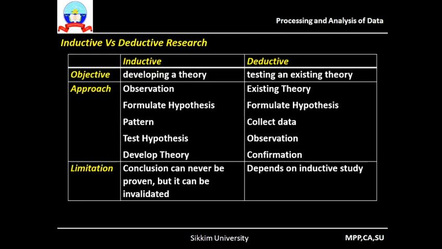Now, let us move on to differences between inductive and deductive research. For ease of understanding, I have considered three important attributes of each of the research types for explanation. So these attributes are objective, approach, and limitation.